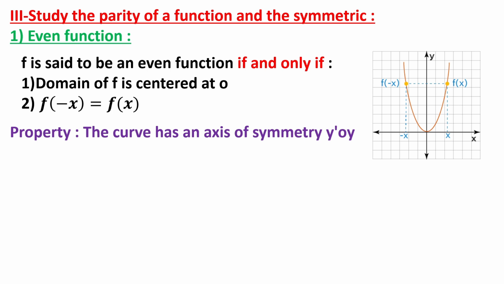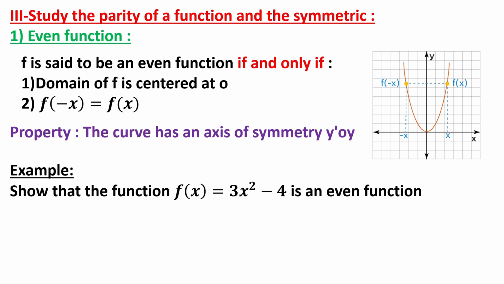X and minus x have the same image, clearly indicating that the y-axis acts as an axis of symmetry for even functions. Let's now solve this example. In this example, they are asking us to prove that f of x equals 3x squared minus 4 is an even function. So we need to verify the following conditions that we stated before.